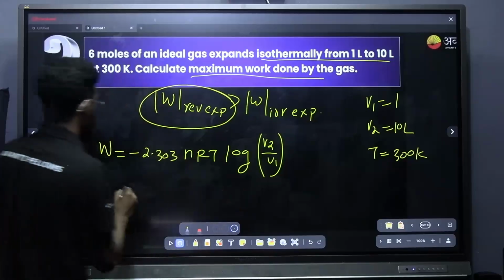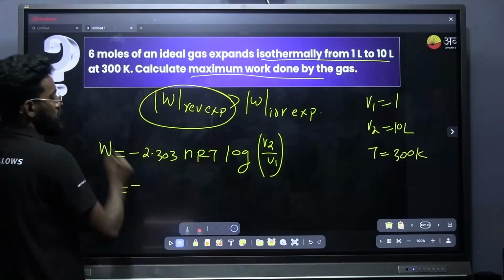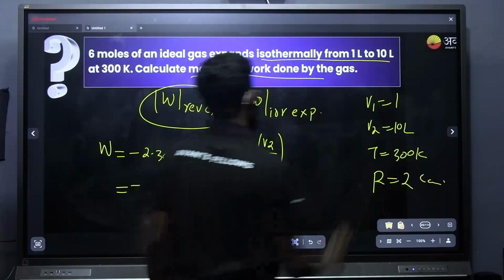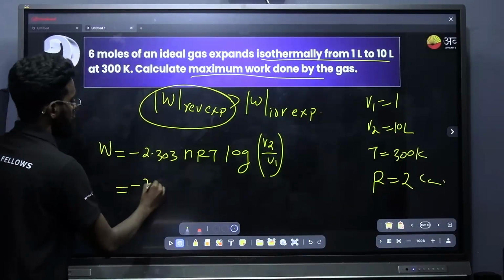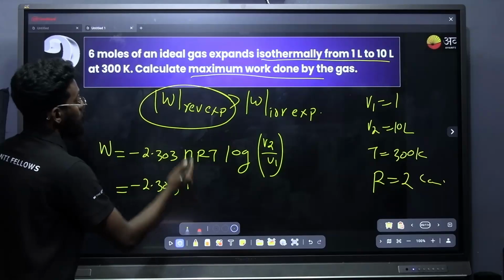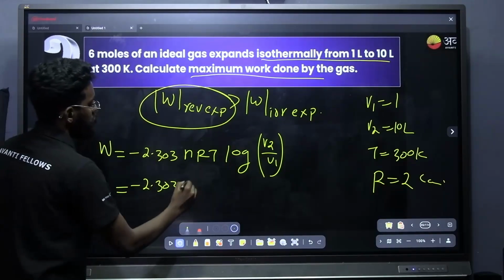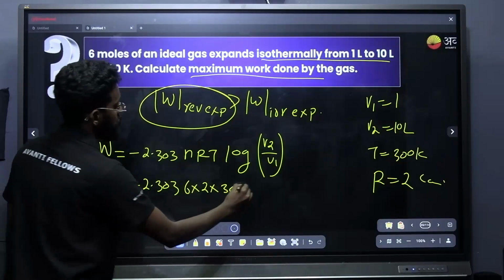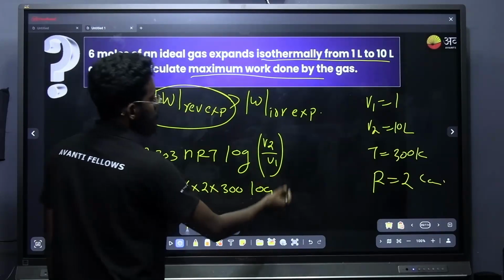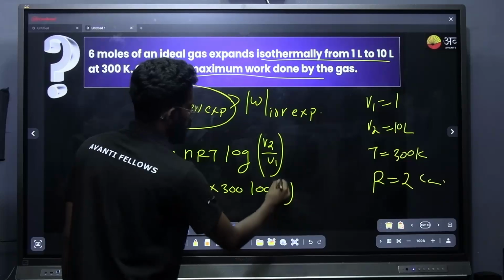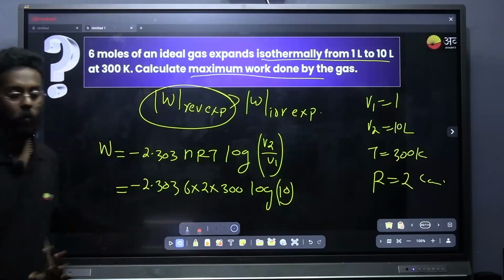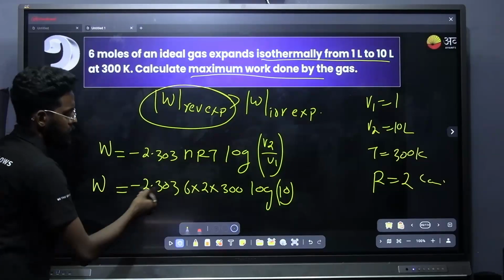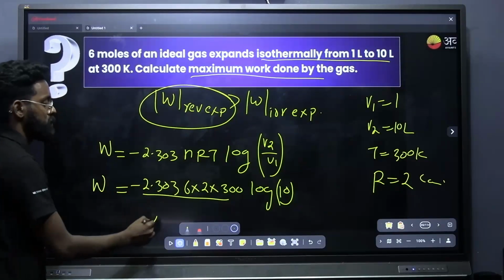Now substitute the values, you will be getting the answer, and you can take the value of R as 2 in terms of calorie. So minus 2.303 n. What is the value of n? n is equal to 6. R is 2. Temperature is 300. And log V2 by V1, 10 by 1, it is log 10. What's the value of log 10? It is 1. So now you can solve the question. You can just multiply it and you will be getting the answer.